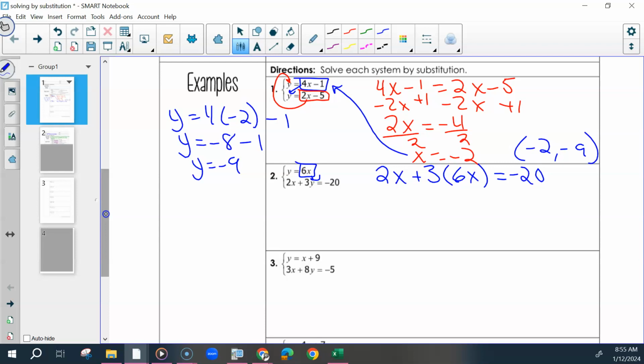Then we could solve this. So combine like terms, divide both sides by 20. What is the value of x?